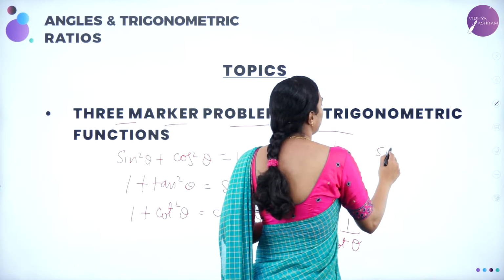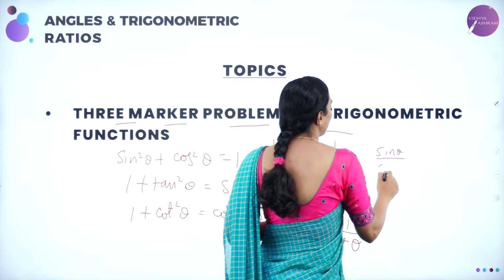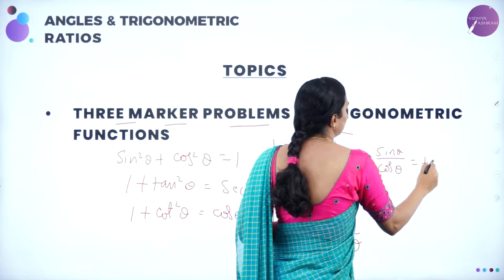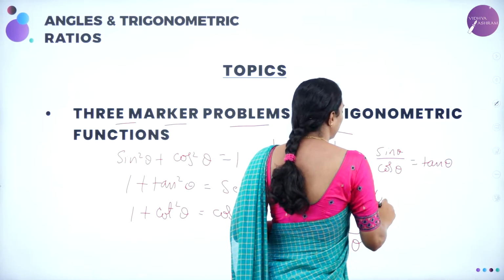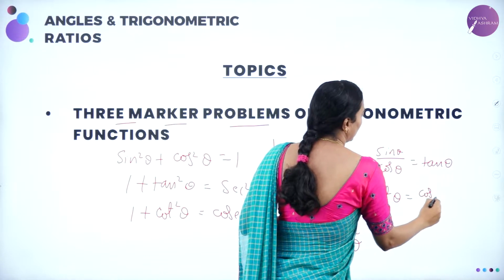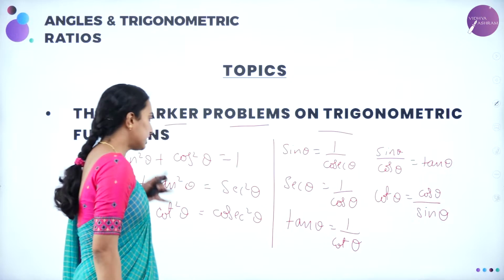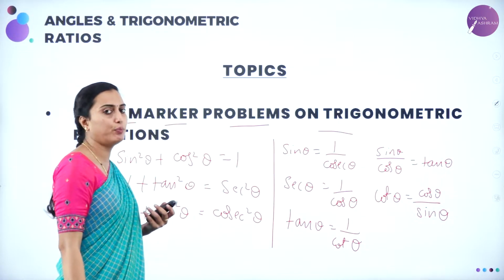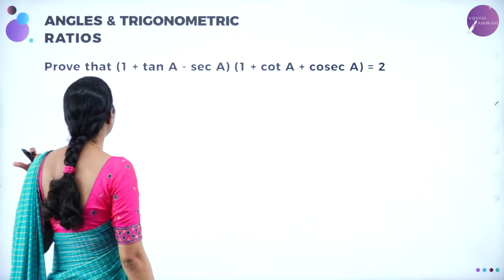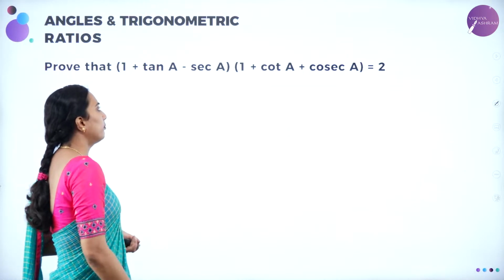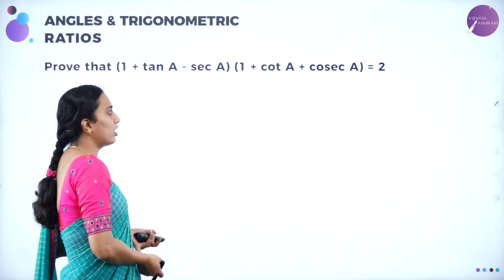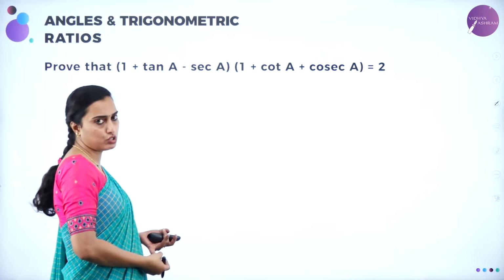Sin theta by cos theta can be written as tan theta. Similarly, cot theta is cos theta divided by sin theta. So this you have to remember to solve the problems. We'll move on to the problems here. Prove that (1 plus tan A minus secant A)(1 plus cot A plus cosecant A) is equal to 2.